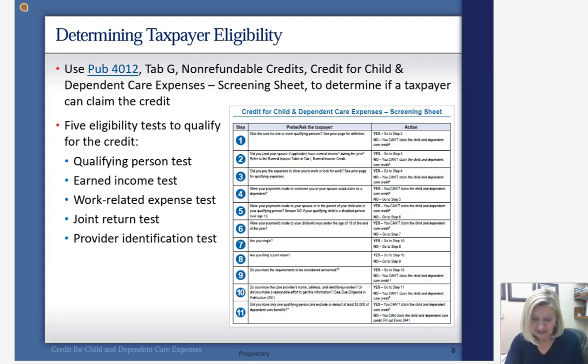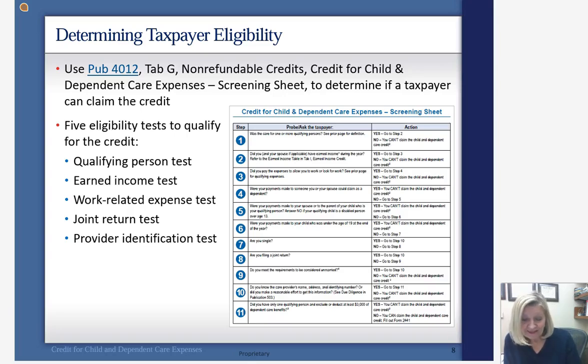Did you or your spouse have earned income for the year? If not, you can't take the child and dependent care expense. If you do, then you ask the next question. Did you pay expenses to allow you to work or look for work? This is one that we run into quite often at the university because we sometimes have students who are paying for daycare while they are in school. Those are not qualifying expenses under the child and dependent care credit. So it is really important to ask the taxpayer, was the daycare while you were working or looking for work?